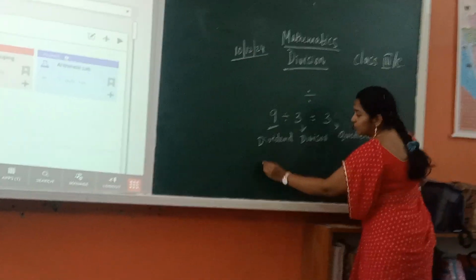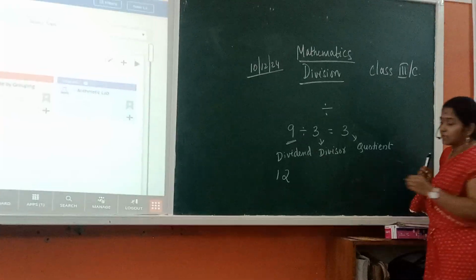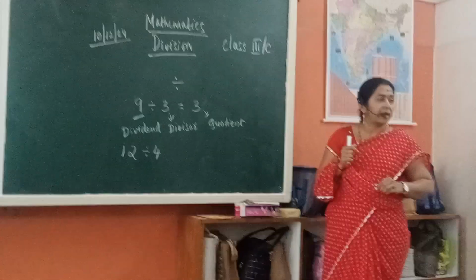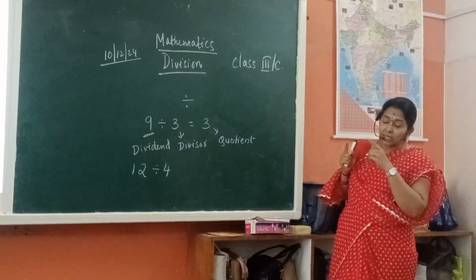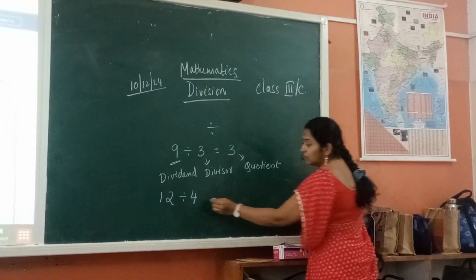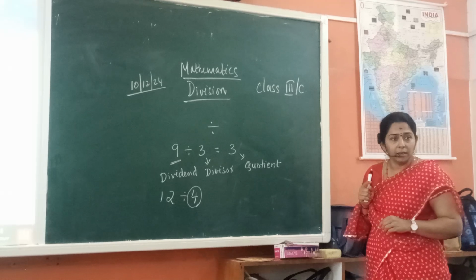The next problem: there were 12 chocolates and 4 bags. Each bag should get an equal number of chocolates. Then what she has done, she has recited tables, right? So now what is the divisor here? 4. So do you all know the 4 table?